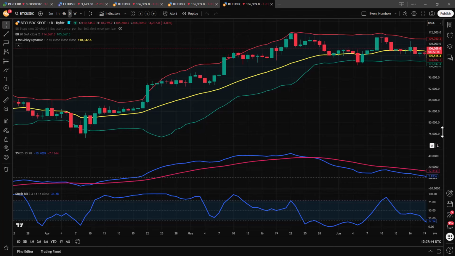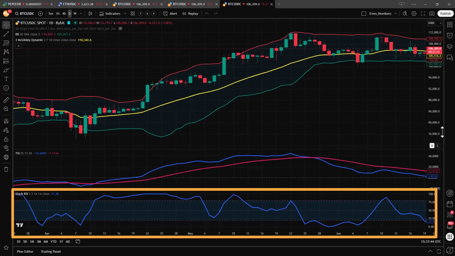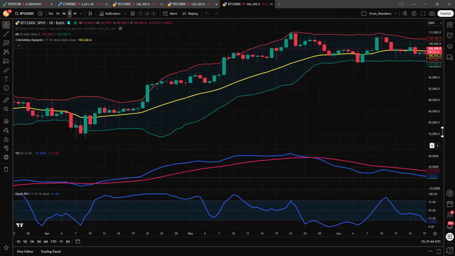The rules of the trade are as follows. Enter the trade when the close price is above the McGinley Moving Average for entering the bullish trend. Wait for the True Strength Index to get above its signal line, this is our second confirmation, and then enter the trade. The Stochastic RSI K-line is meant for determining the strength and momentum of the trend, and if it gets above the 80 level, we're on the right track.